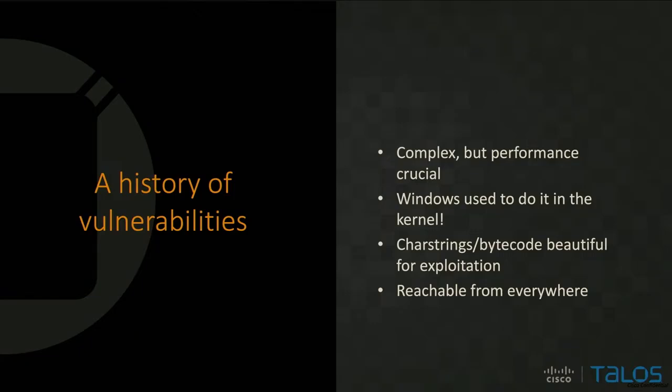Famously, Windows used to do font rendering in the kernel, so you could have direct access from the browser to the kernel primitives, and that was a very interesting exploitation area. Additionally, the bytecode or the char strings I mentioned before make for some beautiful exploitation primitives for shaping the memory layout and so on. The important bit about fonts is that they're reachable from anywhere. Every single web page that your browser visits can embed a special, previously unknown font that your computer will happily interpret and display. So this has been a source of vulnerabilities throughout the years.